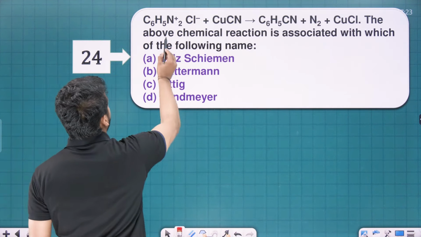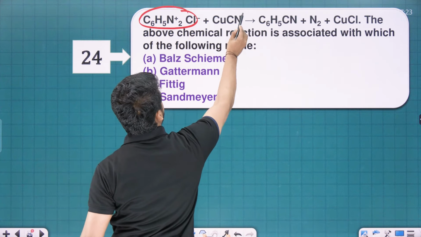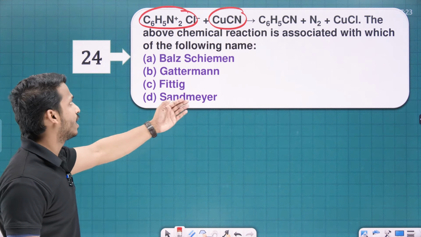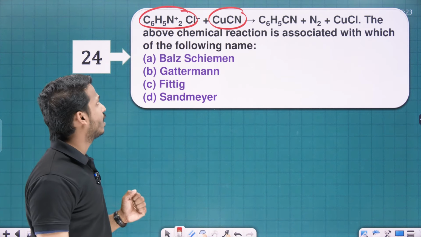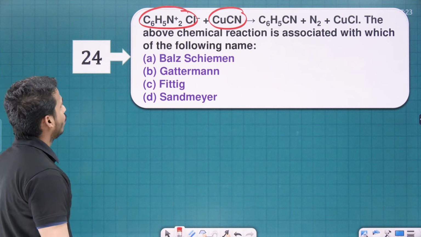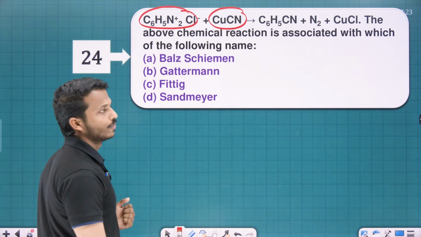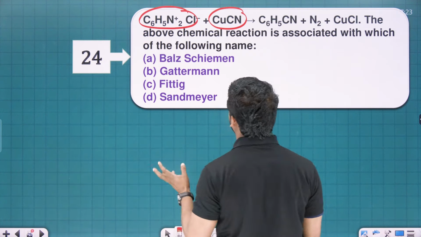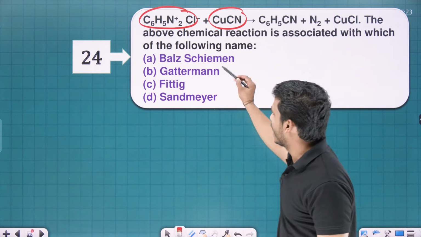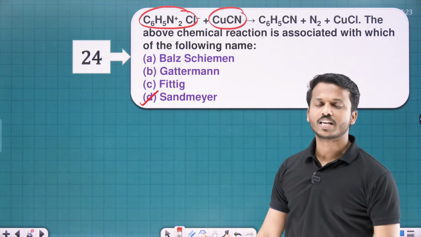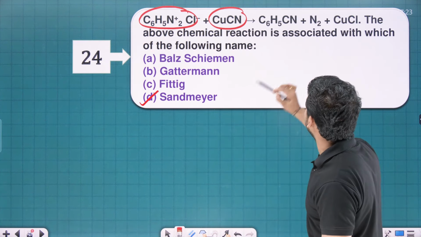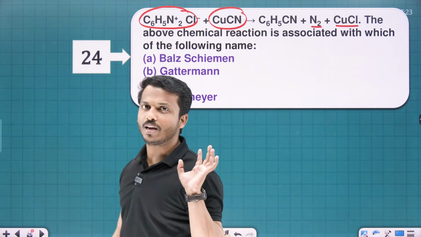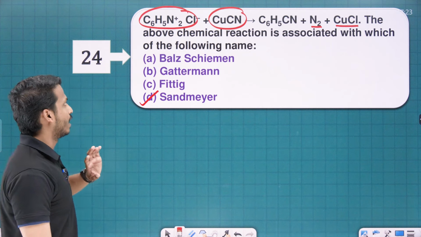Next question, benzene diazonium chloride when treated with CuCN, we get cyanobenzene with nitrogen and CuCl. The above chemical reaction is associated with which of the following names? CuCN, basically we are getting from the Sandmeyer reaction, right? But here they said nitrogen and CuCl is the byproduct. Basically Sandmeyer means nitrogen is the byproduct we are getting.